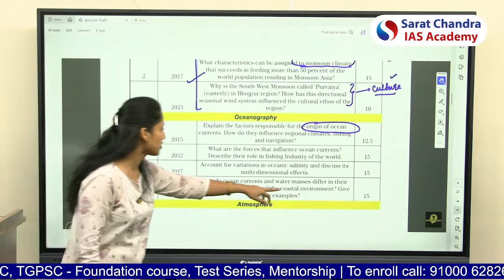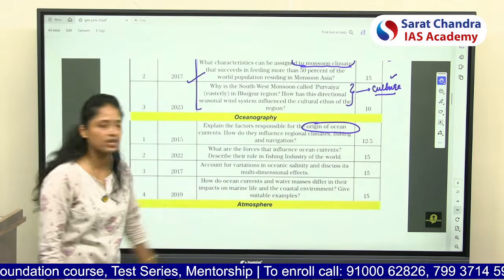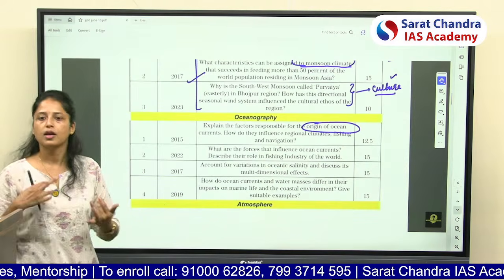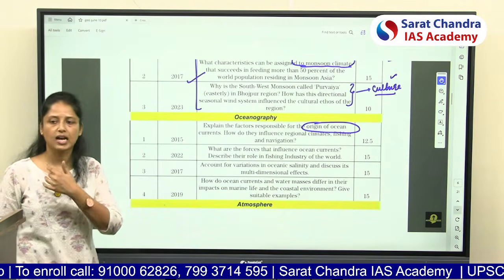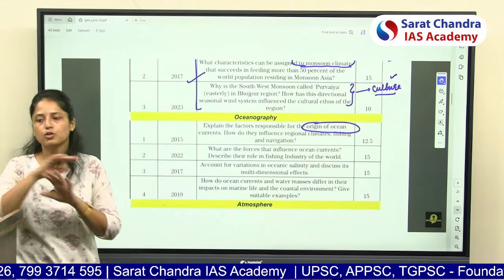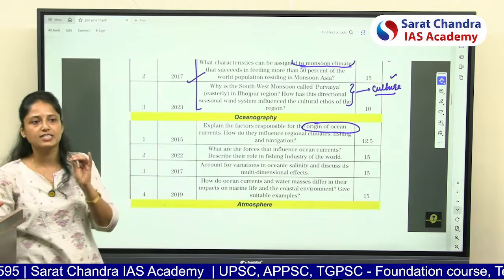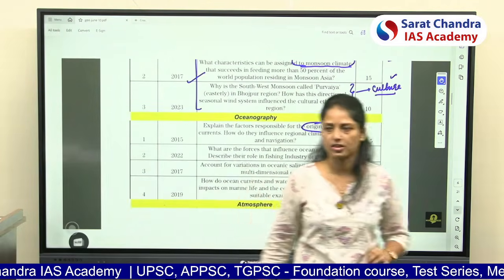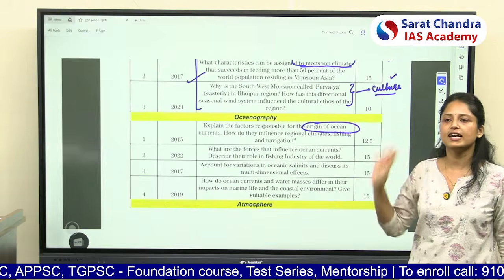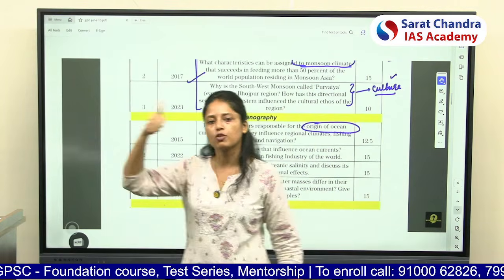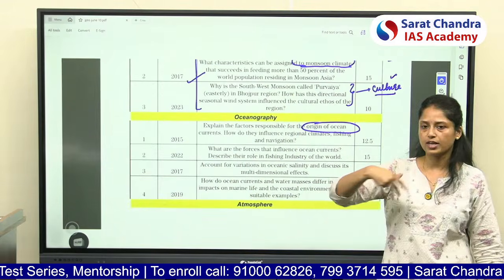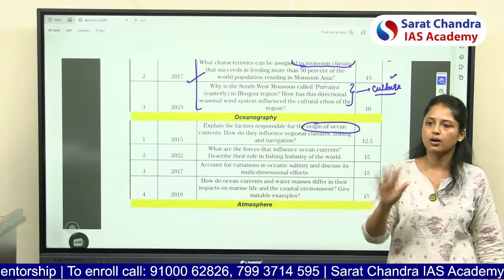How do ocean currents and water masses differ in their impact on marine life and the coastal environment? Just now we discussed, whenever you read about anything, you have to discuss its impact on humans, environment, marine life, etc. Then you can answer any type of question. Why am I discussing these kinds of topics? Leave those topics which you are not able to answer, because 90% of students will also not be able to answer that question. But at least master those topics which are repeated every year. For example, in oceanography, confidently I can say only two types of questions can be asked. One question on ocean currents: what are the causes of ocean currents, how they are impacting the climate, what impact they have on humans, and what impact they have on the environment.